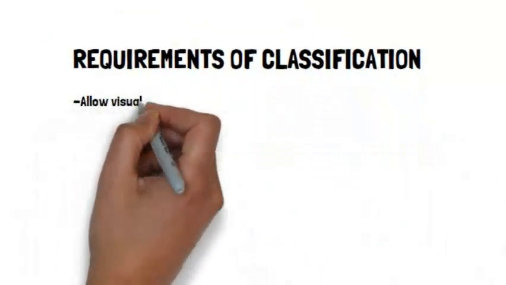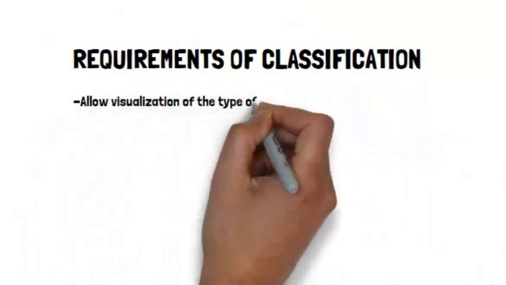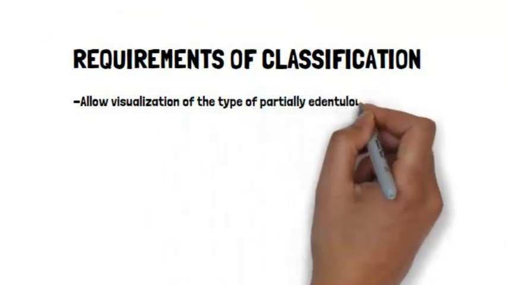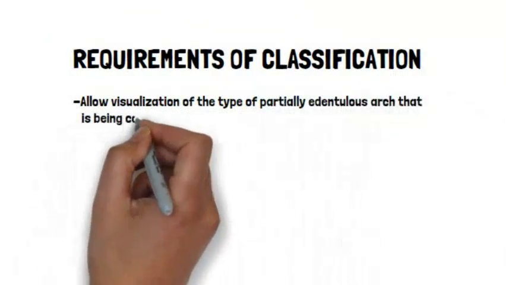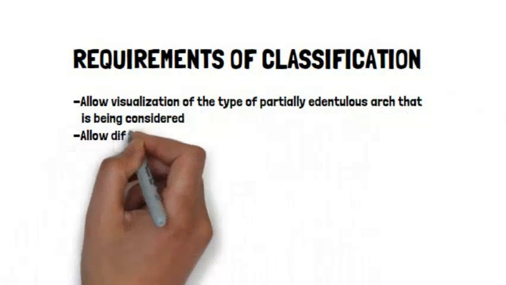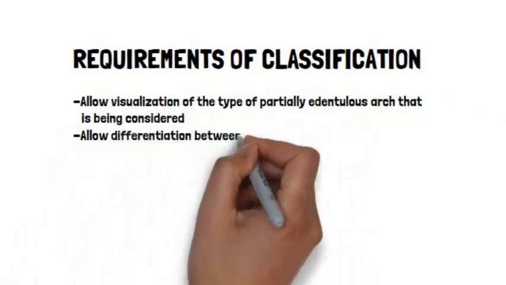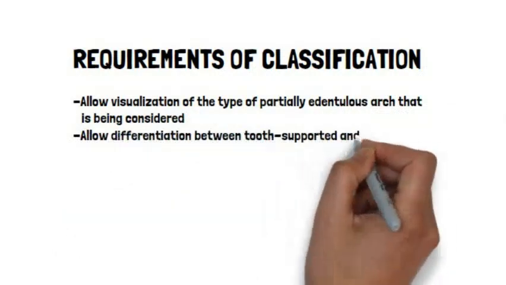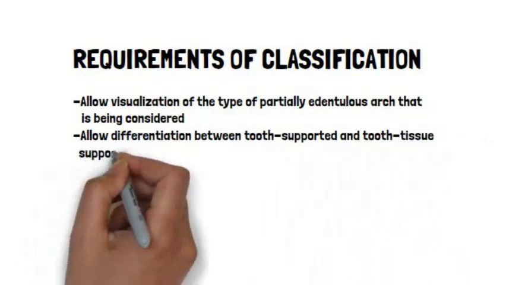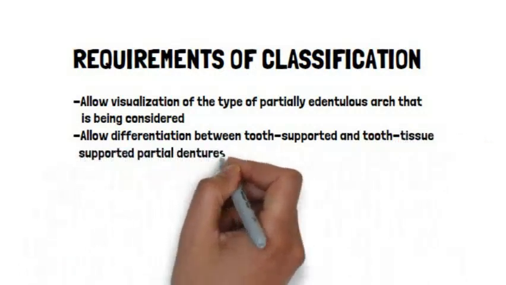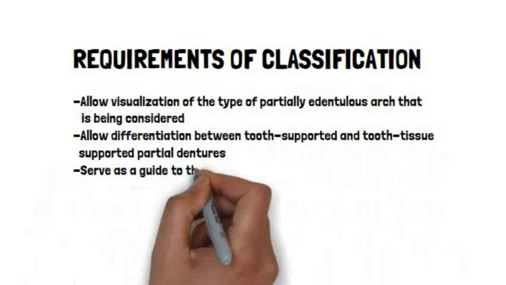Requirements of classification. Allow visualization of the type of partial edentulous arch that is being considered. Allow differentiation between tooth supported and tooth tissue supported partial dentures. Serve as a guide to the type of design to be used. Be universally accepted.